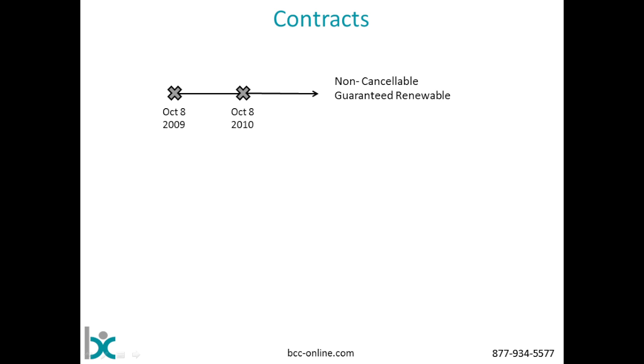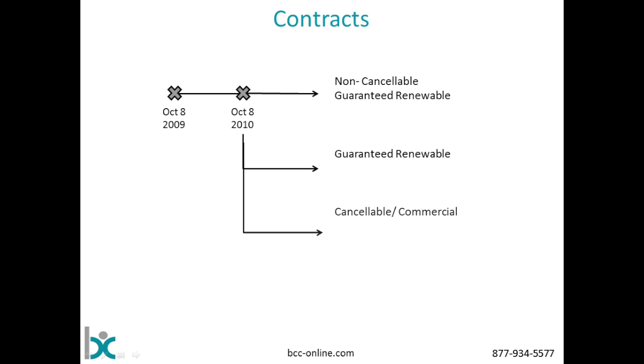We can have a slightly less expensive version, which also gives me, as the policy owner, a little bit less certainty. We can purchase what's just called a guaranteed renewable contract. Or we can purchase a cancelable policy, which is also known as a commercial policy.